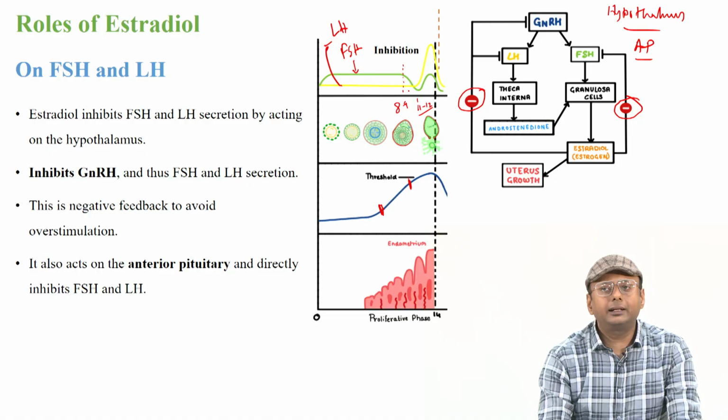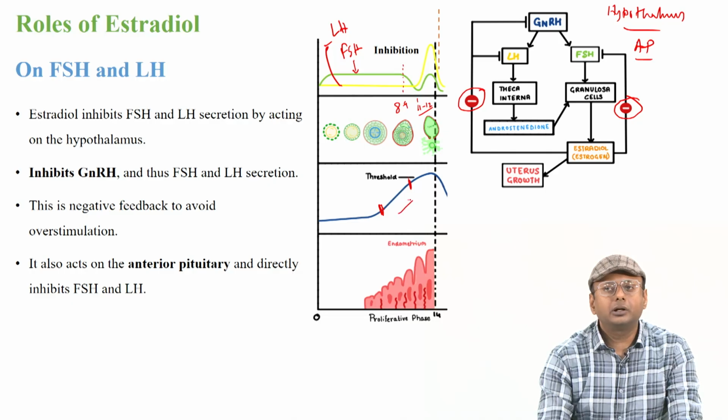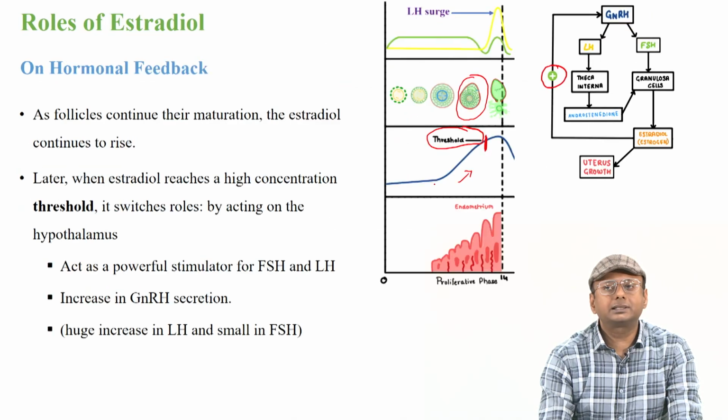But after that day, because the granulosa cells are continuously proliferating, there is continuous production of estradiol. So after a certain threshold, that negative feedback switch gets switched off. Initially the negative feedback loop was there, but it gets terminated and switches over to a positive feedback loop.